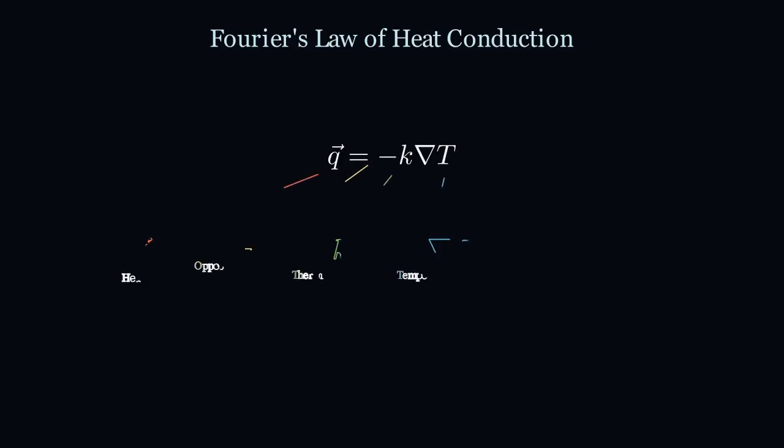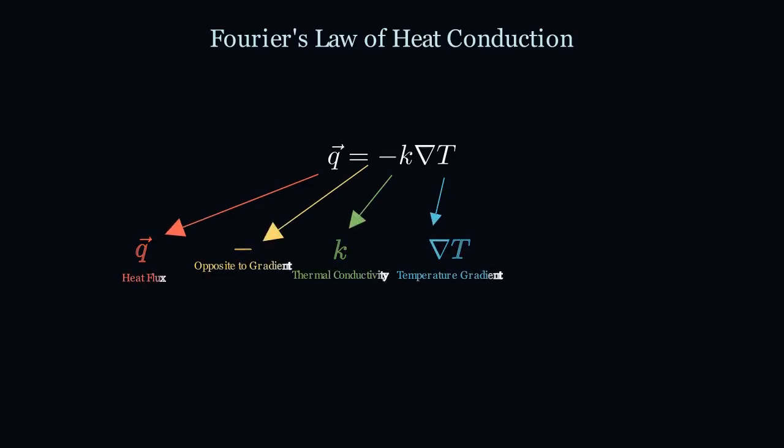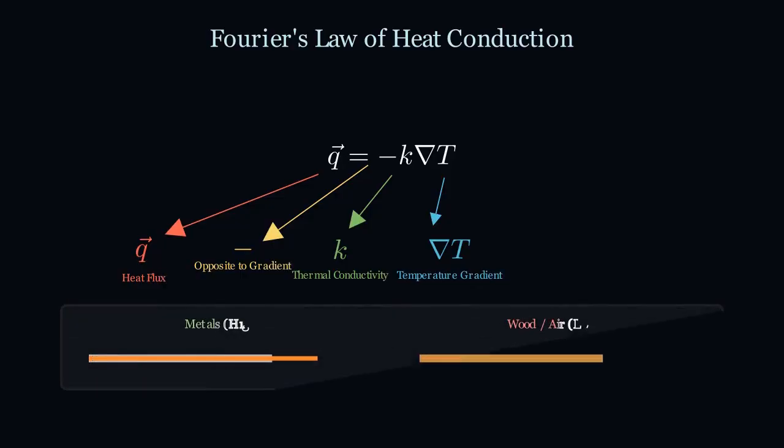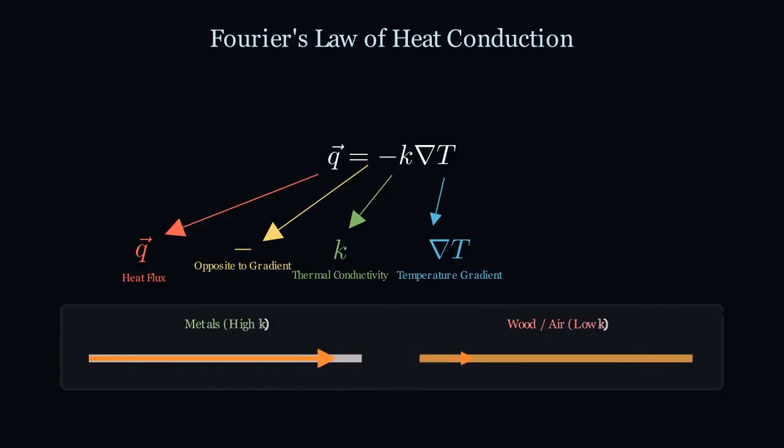This intuitive idea is formalized in Fourier's law of heat conduction, which describes the rate of heat flow. It states that the heat flux, represented as vector Q, is proportional to the negative temperature gradient, written as negative K gradient T. Here, gradient T signifies the steepest rate of temperature change, our geometric slope. The constant K is the thermal conductivity, a material property indicating how well it conducts heat. Metals have a high K, allowing heat to flow easily. Wood has a low K, impeding that flow, which is why the metal spoon feels colder.